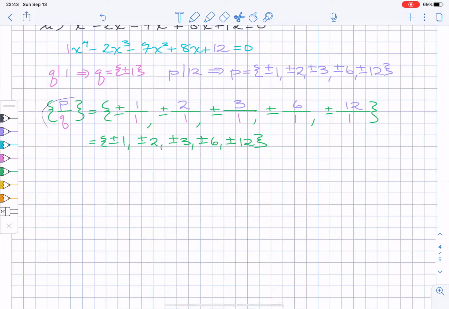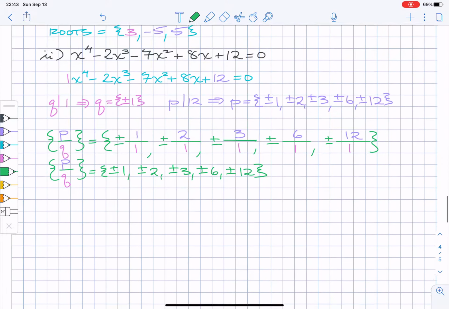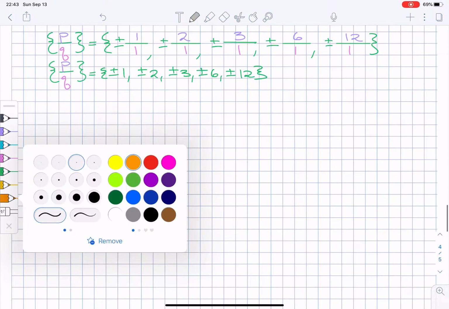Okay, so I guess we can start with 1. So let's look at 1. 1 minus 2 would be negative 3. Minus 7 is negative 10. Plus 8 is negative 2. Plus 12 is not 0. Okay, so now let's try maybe 2. Let's guess 2. So I'm going to put a 2 on the outside. Hopefully that'll work. We have to test them all until we get ones that work.